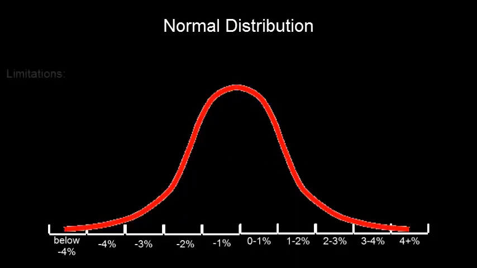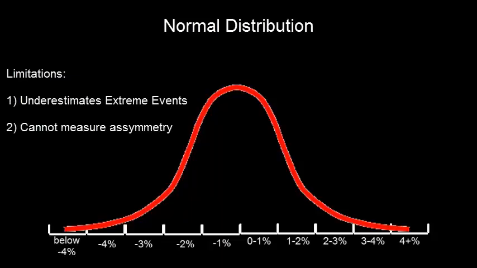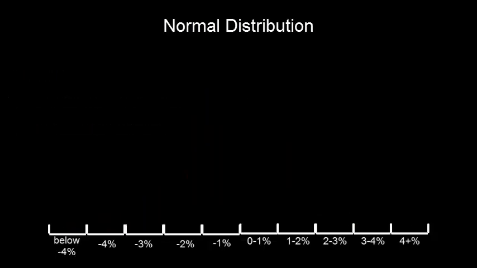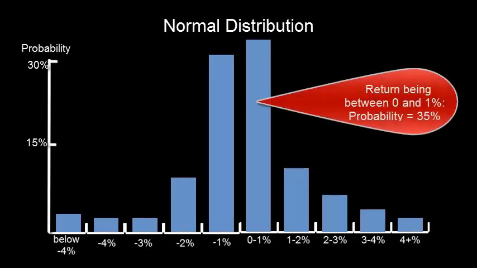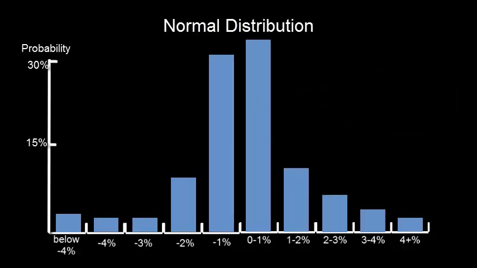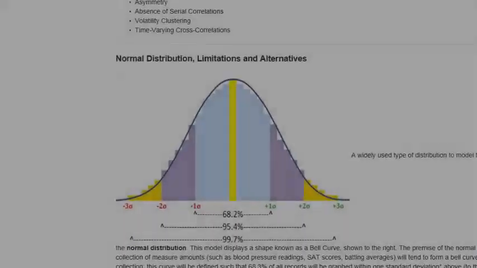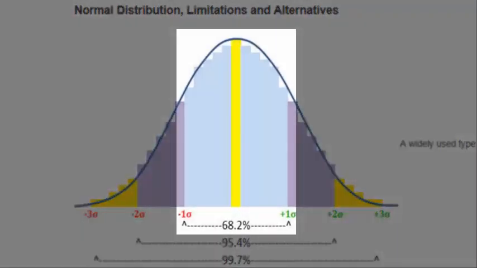Some of the limitations of normal distributions include its underestimation of extreme events or fat tails and its inability to measure asymmetry. To illustrate this first limitation, underestimating fat tail risk, let's explore in more detail how the normal distribution models risk. Recall, a distribution model assigns a probability to each measurable subset of possible returns. In the case of a normal distribution, we can compute the probability of a return being within plus or minus one standard deviation. The model defines this outcome to occur 68.2% of the time.